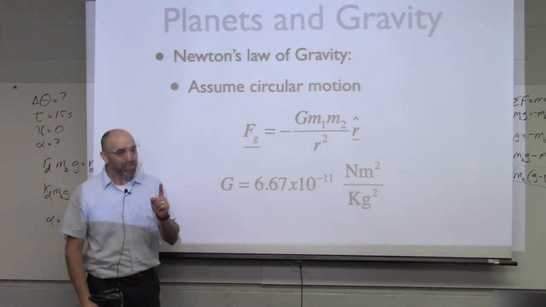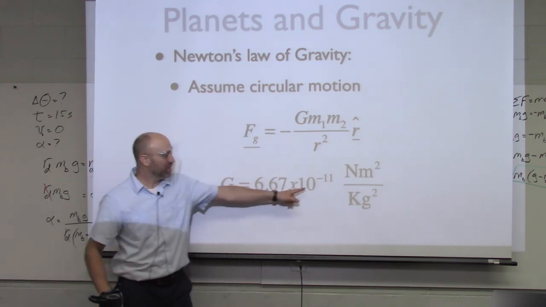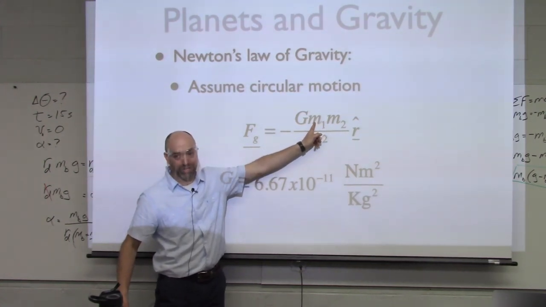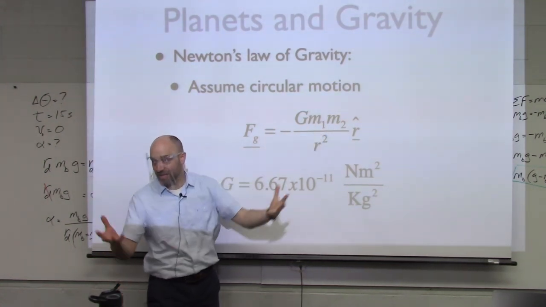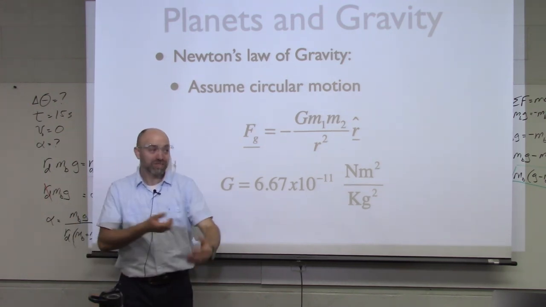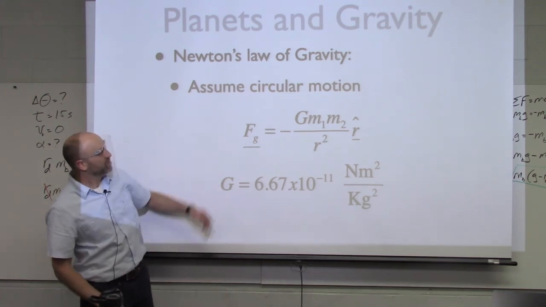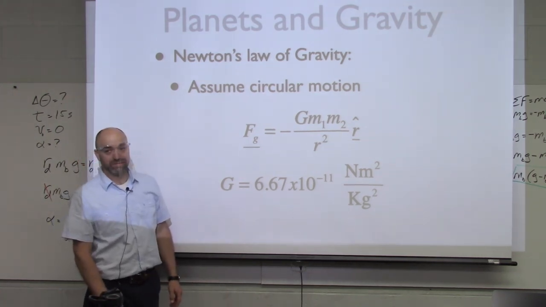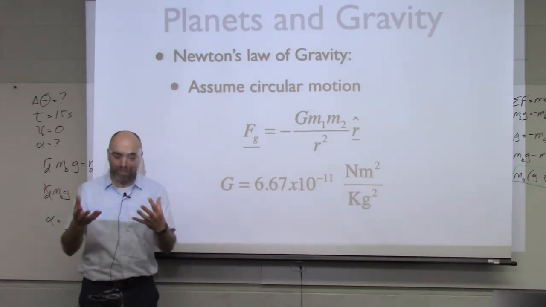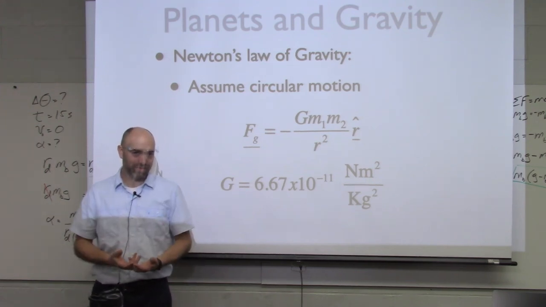So it's got to be big enough for you to measure it. Because this number is so small, one of these two or both has got to be huge before you can finally have enough of it to measure. Does that make sense to everybody? So this is why the best place to measure this stuff is with planets. That's where Newton figured it out. Kepler had this idea, but the best way to measure it is with planets.